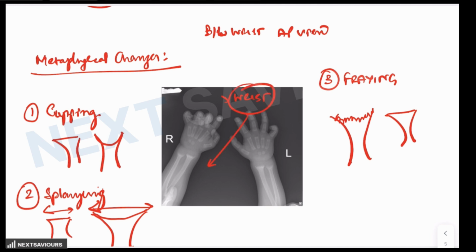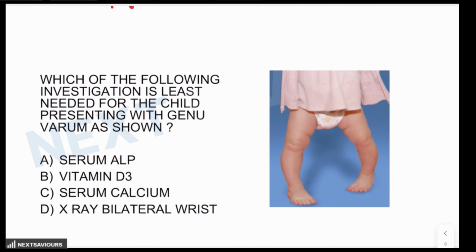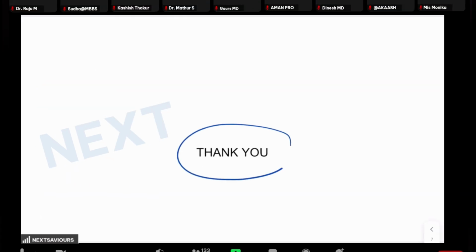During the management protocol, you repeat these investigations in order to see a straighter line at the end of the metaphysis, which is known as the white line of Frankel. This white line of Frankel is actually a sign of healing rickets. So I hope that you have understood the topic. You'll be able to mark this controversial question correctly. All the best for your future examination.